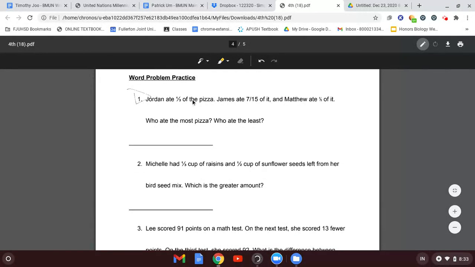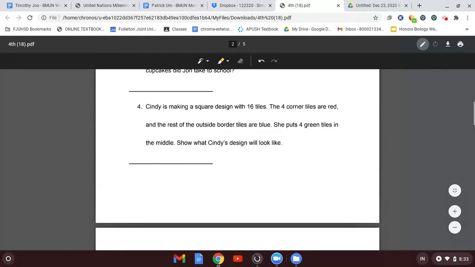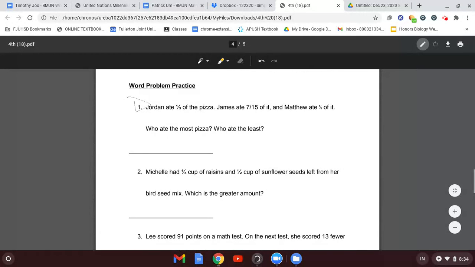Once again, this is basically the same problem as we did on this one. You have to make sure that the denominators are all the same. So for this one, it would be 15. We make the 1/3, the 1/5, and the 7/15 all have denominators of 15. So that would be 5 over 15, 7 over 15, and 3 over 15. And so we would know that James ate the most and Matthew ate the least.